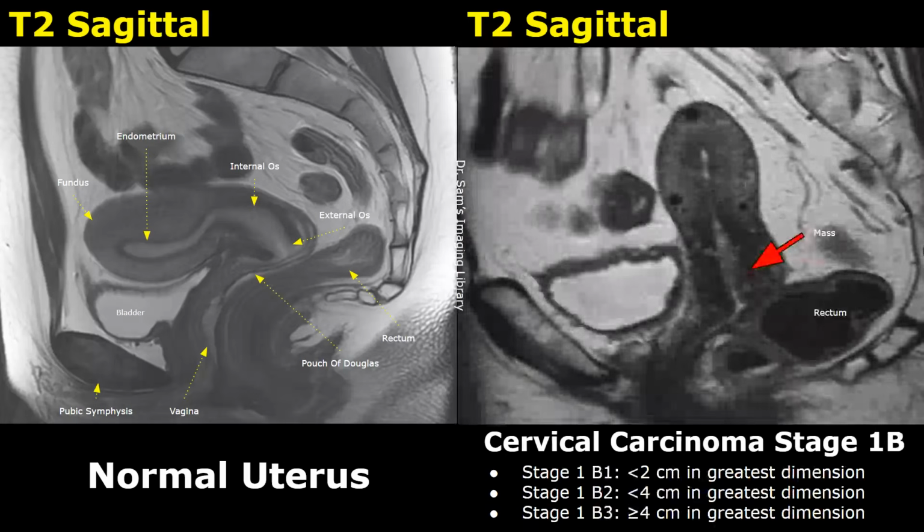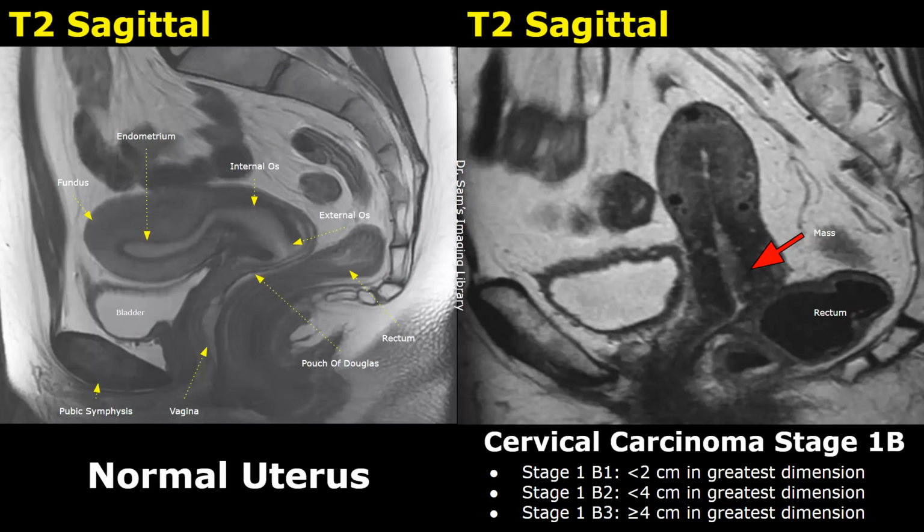Here is stage 1B. In stage 1B1, the greatest dimension of the tumor is less than 2 centimeters. In stage 1B2, it will be less than 4 centimeters, and in stage 1B3, it will be more than or equal to 4 centimeters.